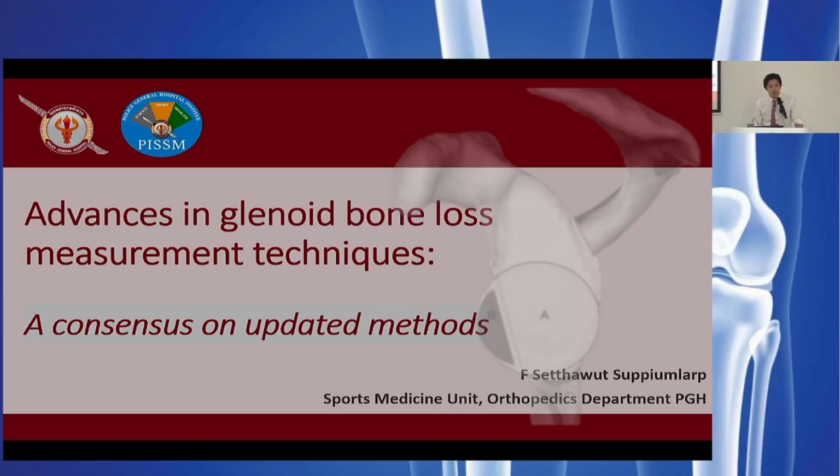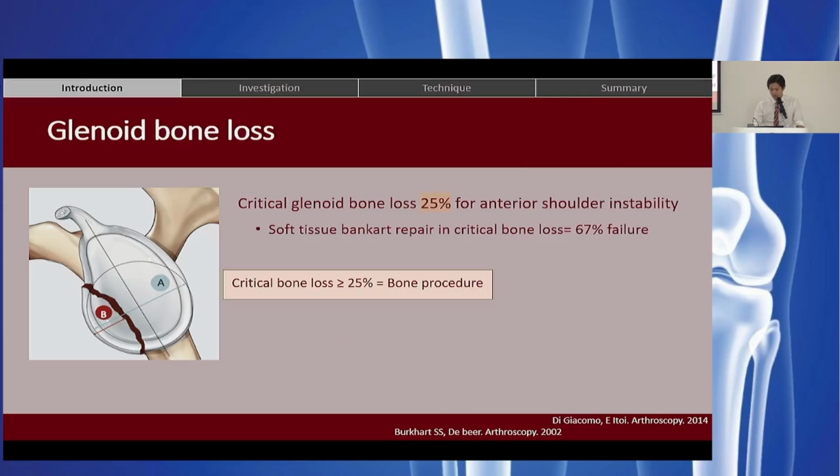In fellow lecture today, I would like to present an interesting topic: advances in glenoid bone loss measurement techniques, a consensus on updated methods.